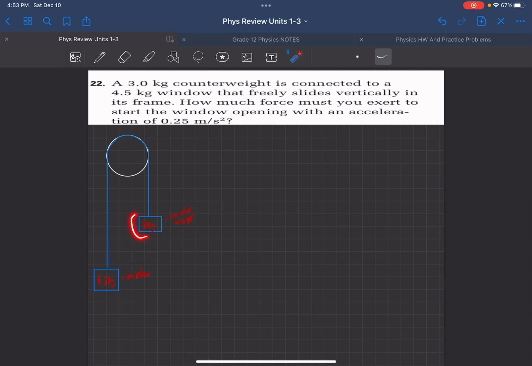Okay, so this counterweight is here because windows are typically pretty heavy, right? So if we didn't have this counterweight, when we let go of the window, it would just fall down like that. This counterweight keeps the window from just smashing down to the ground, right? Because that could seriously damage your fingers if you were to put them there. So they want us to find the force we must apply in order to open this window with an acceleration of 0.25 meters per second squared.